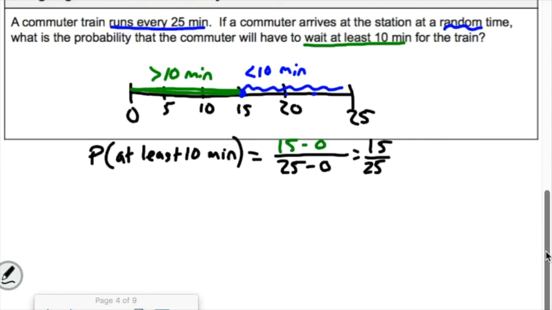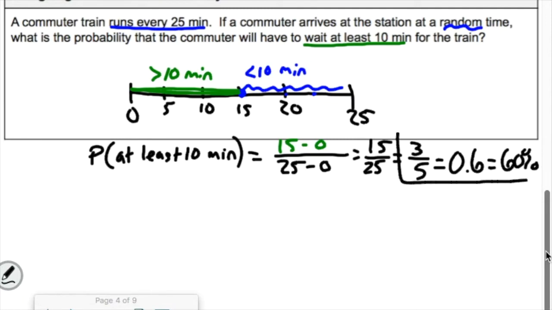And for probability, we just have to simplify. You can go to your calculator at that point, or we can do a reduced fraction. We could divide both of these by 5, and this is the same as 3/5. That's an okay answer, or 0.6 is an okay answer, or 60%. There's a 60% chance if you just show up randomly that the train's not leaving for at least 10 more minutes. So that's geometric probability on a number line.